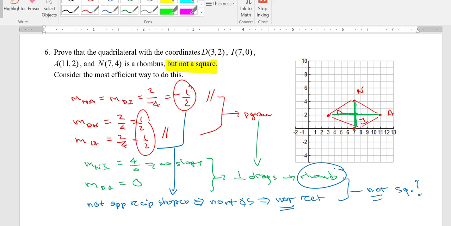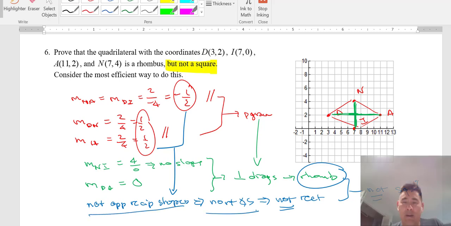Okay, and that's basically the idea with these coordinate proofs. You have to mix in some algebra and show some of your reasoning here to indicate the things that you want to try to prove. Okay, I'm going to let you go ahead and try some problems on your own. Okay, good luck with it.